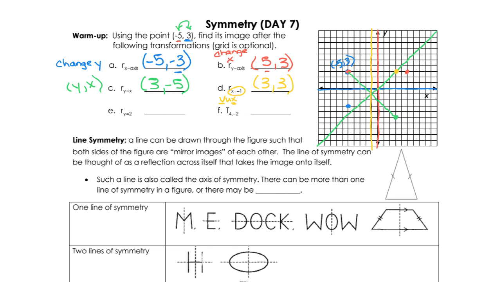Okay. All right, next one up, they're going to ask me to reflect over the line y = 2. And when I see y = a number, I think HOY, because the y in HOY is y = a number. And it's going to tell me that it's a horizontal line. You can also graph that in your calculator if you forgot.